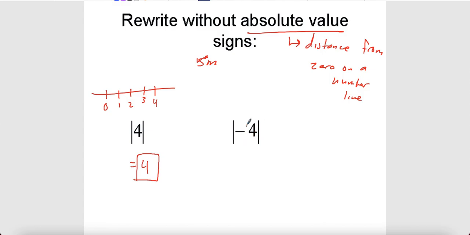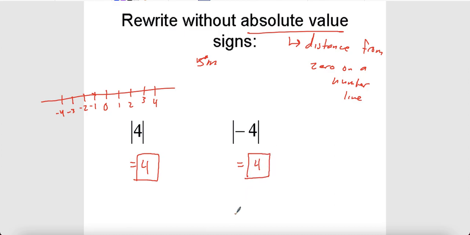And then the same thing goes for negative 4. If we plotted negative 4, negative 4 is also 4 units away from 0. So the absolute value of negative 4 would also be 4.